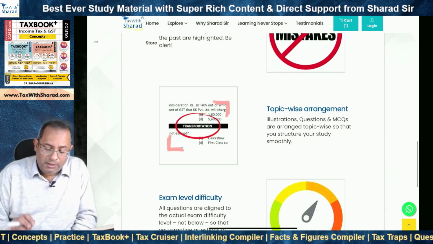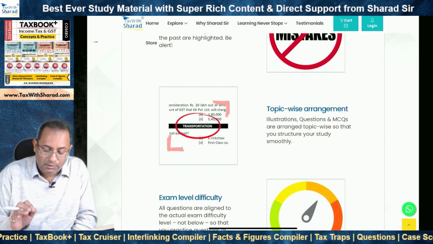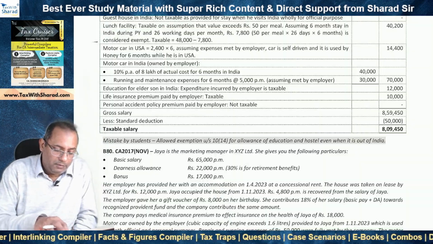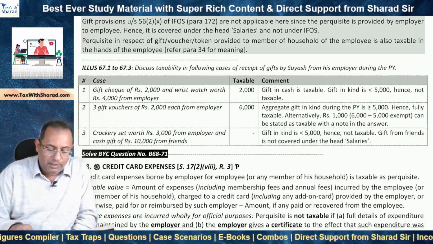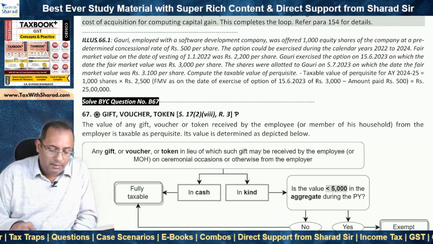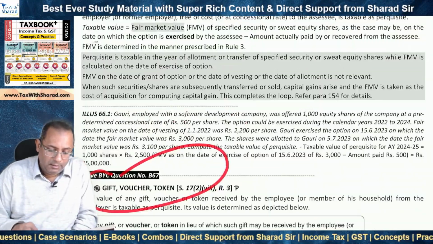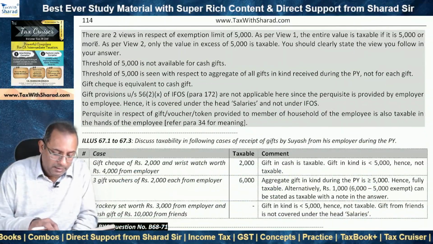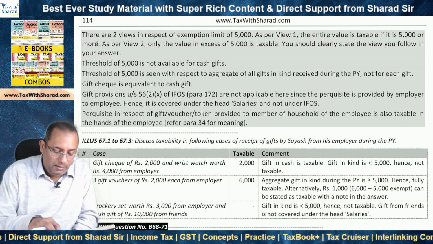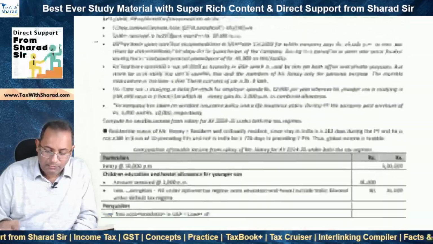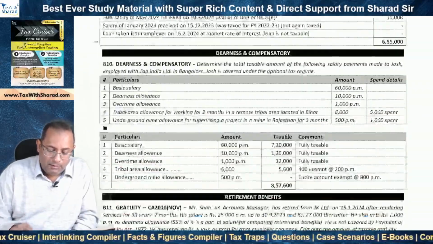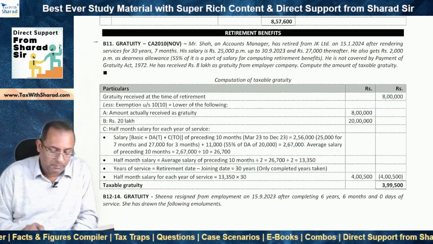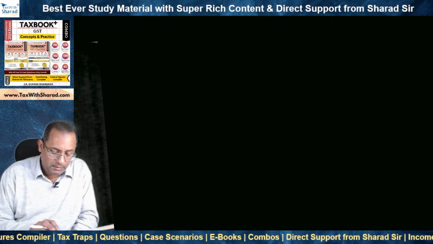Topic-wise arrangement. Illustrations, questions, and MCQs are arranged topic-wise so that you structure your study smoothly, right? So if you look at the concept book, all these illustrations are arranged under each topic. So they are arranged topic-wise, right? So you've got a topic, and then you've got an illustration, you've got a topic, and then an illustration. And similarly, the same pattern is followed in the practice book as well, and this is really useful. So you've got questions on the topic basic concepts, and then questions on DNS and compensatory, on retirement benefits, and so on. So all this is arranged topic wise, and this really helps you structure your studies.